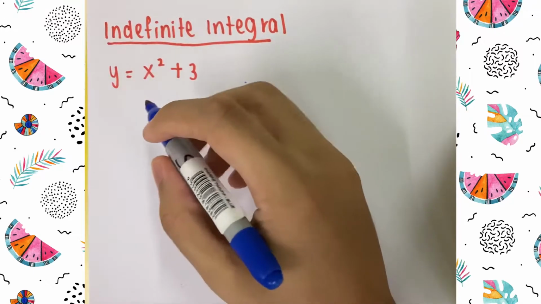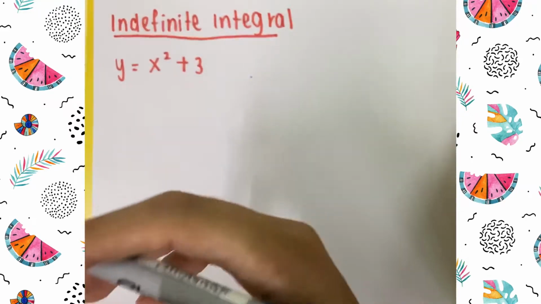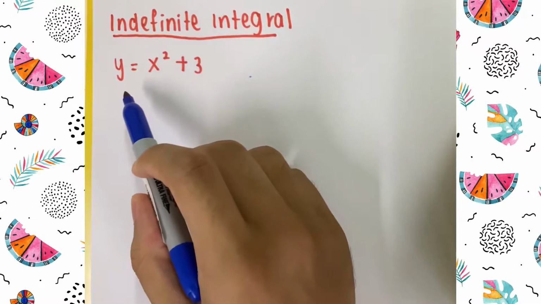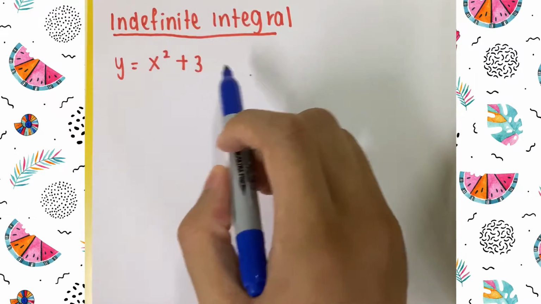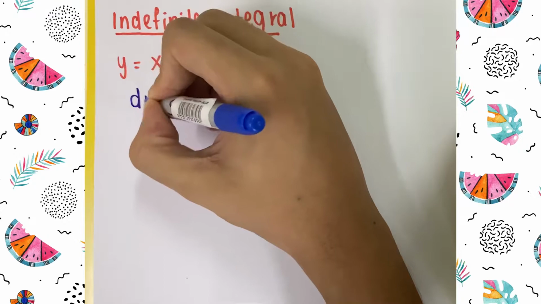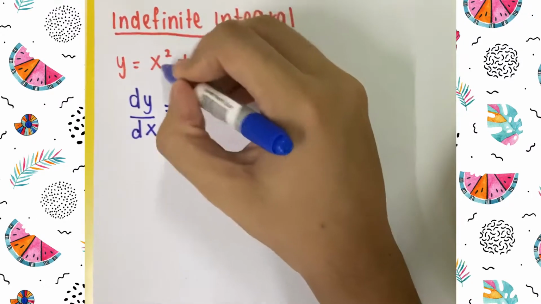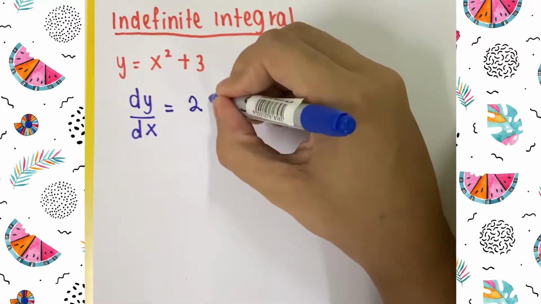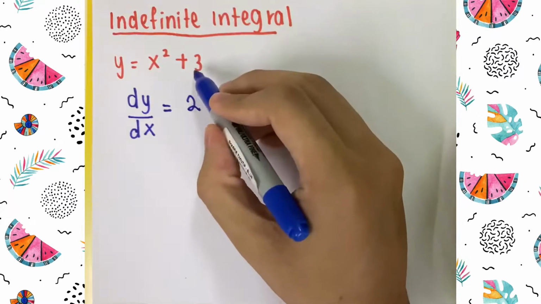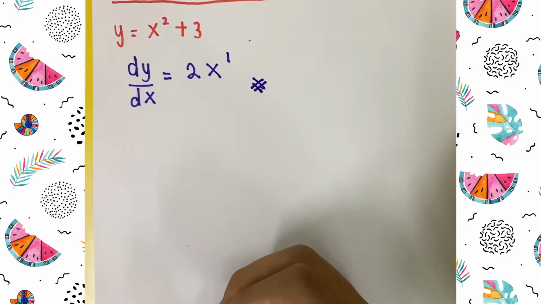Hello everyone, in this video I want to talk about indefinite integral, what it is and how do we solve questions related to indefinite integral. Let us consider y equals x squared plus 3. If I take the derivative with respect to x, dy over dx, I will get 2 move to the front and x to the power of 2 minus 1 is 1 and the constant will become 0. So this is my dy dx.